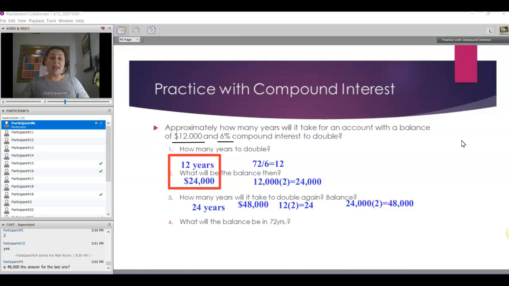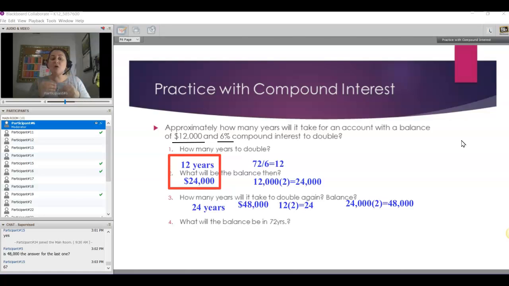All right. Now, what will the balance be in 72 years? How I figure this one out is, I go ahead and put 72, and I'm going to divide it by 12. How many groups of 12 will go into 72? Each group is going to equal $24,000. So how many groups of 12 will go into 72? Good, 6. So 6 groups of 12 will go into 72.